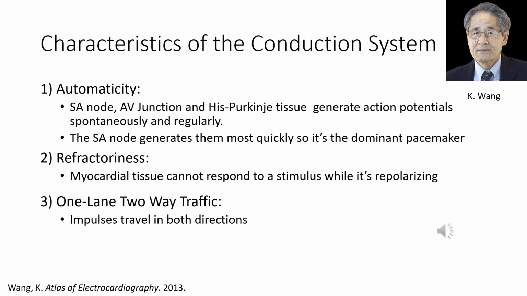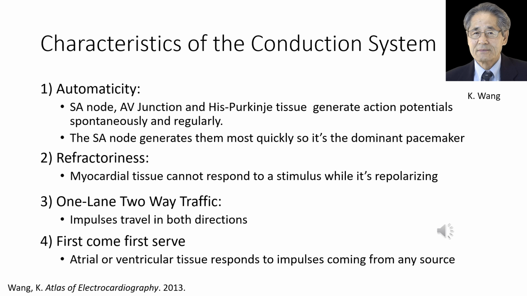Third is one-lane, two-way traffic. Impulses travel in both directions, but there's only one lane, so to speak. Finally, there is first come, first served. Atrial or ventricular tissue responds to impulses coming from any source.